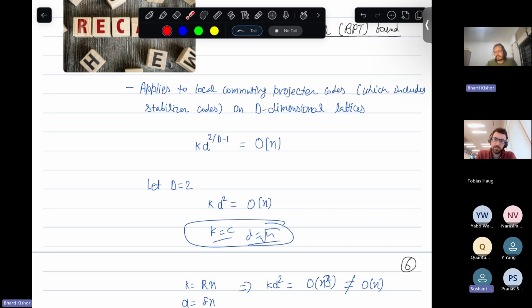Yeah, but this is a very strong constraint coming from geometric locality. So that's why surface codes and so on have such a high overhead.